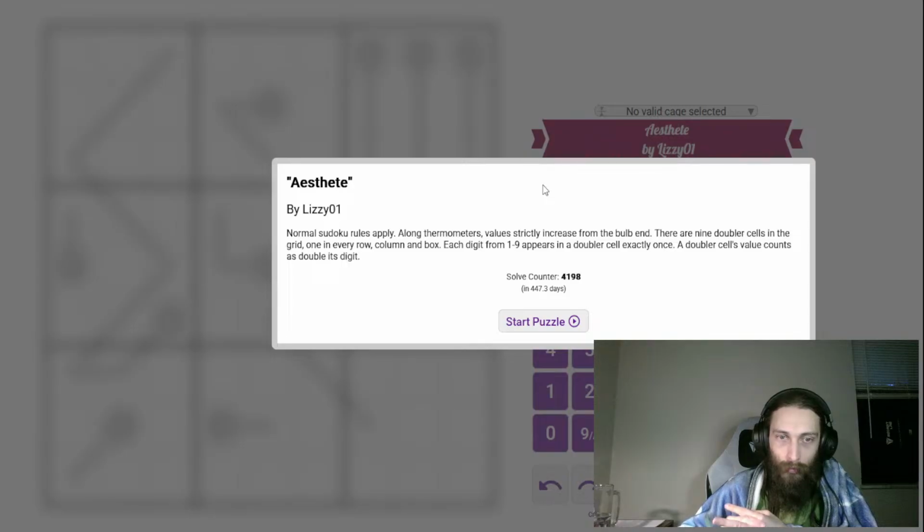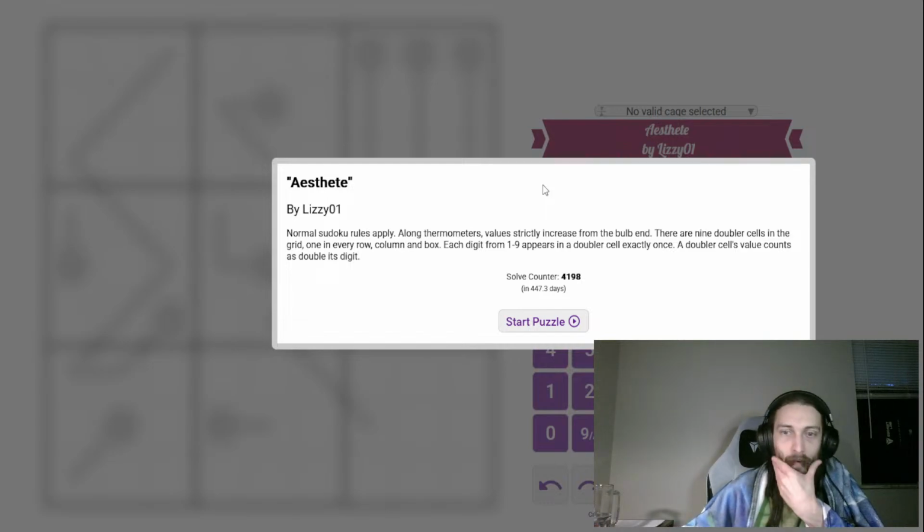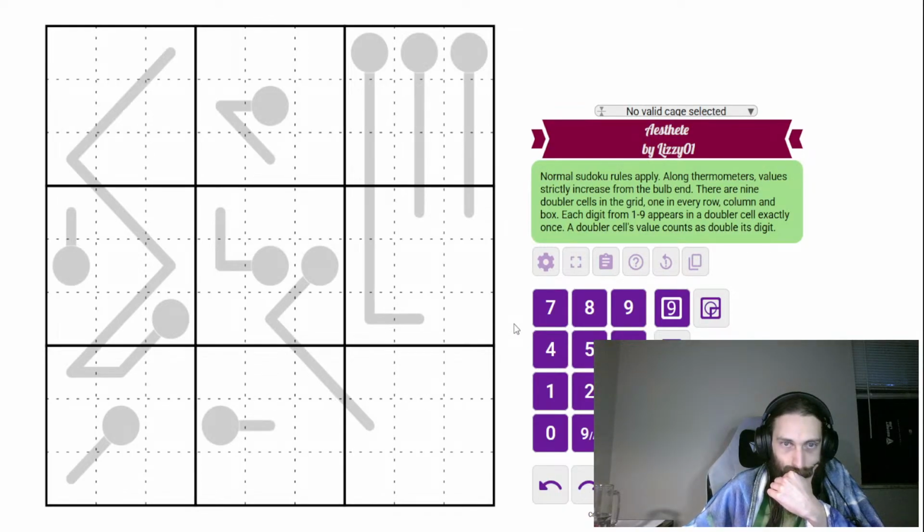Normal Sudoku rules apply. Along thermometers, values strictly increase from the bulb end. There are 9 doubler cells in the grid, 1 in every row, column, and box. Each digit from 1 through 9 appears in a doubler cell exactly once, and a doubler cell's value counts as double its digit. One, well, two, actually, 1 through 9.